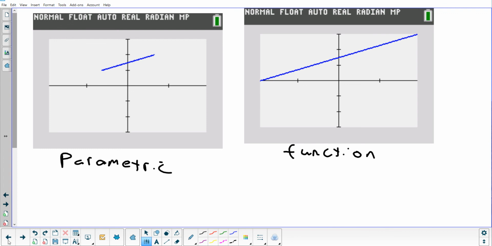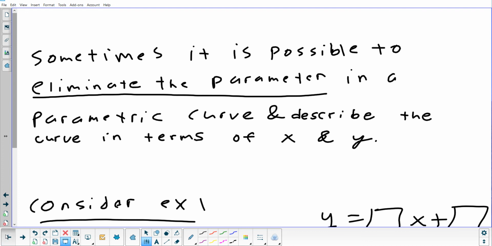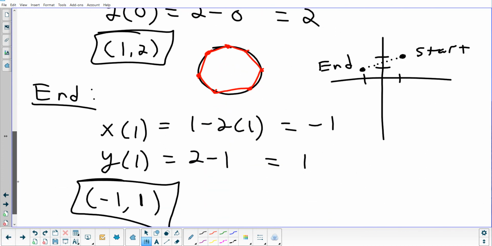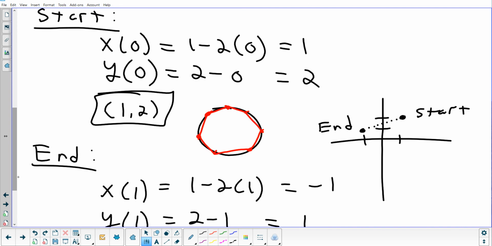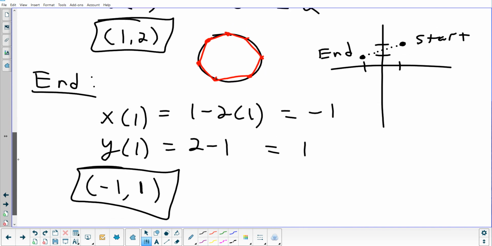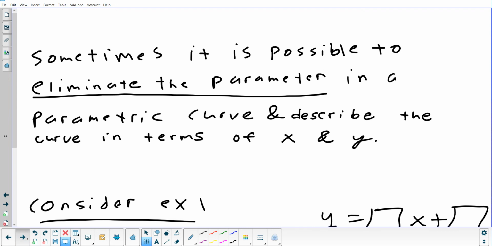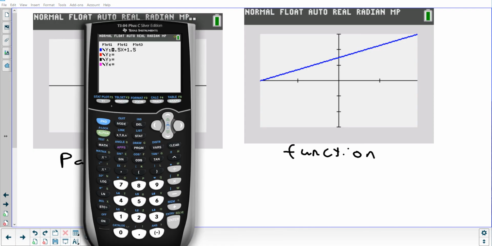Well, the domain here, if we go back and look at our graph, look at the start point and the end point. It started at the point 1, 2, and it ended at the point -1, 1. The domain was from here to here. So you should have only graphed between -1 and 1 to make it look like that one. So we can do that. We just have to put that condition in parentheses next to it.